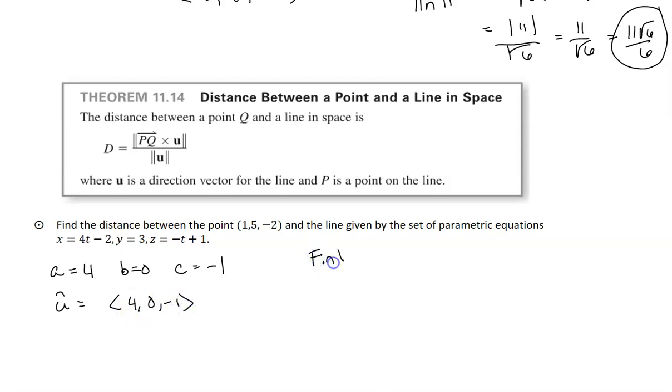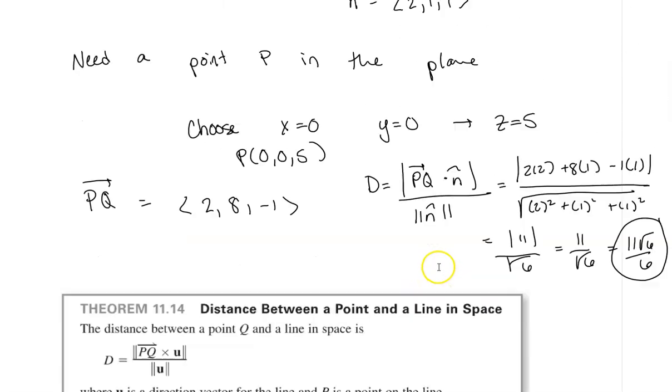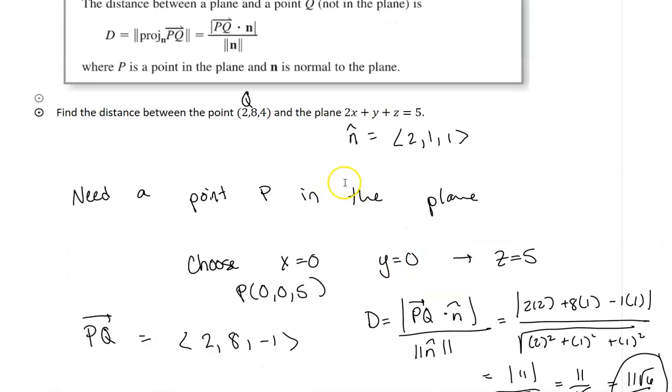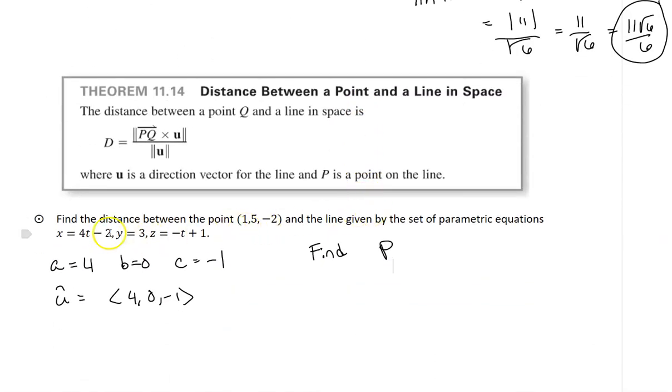We also need to find P. Last time we found P by picking values of x and y and solving for z, but that's because we were given an equation of a plane. In this case, we've got lines, so you'll either be given parametric equations or symmetric equations. If you're given symmetric equations, it'll be similar to the last problem. But if you're given parametric equations, you can just choose a value of the parameter. So we're going to choose t equals 0. Remember, as long as there's no restrictions on t, t can be anything.